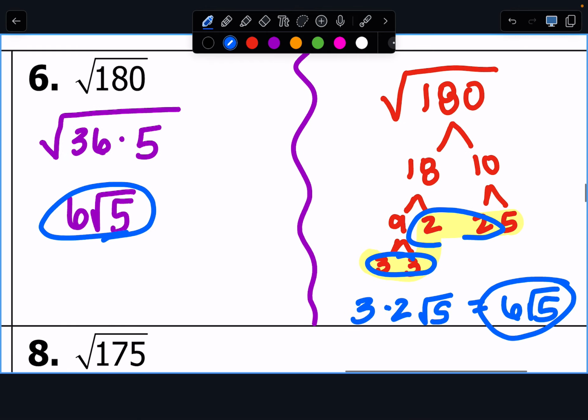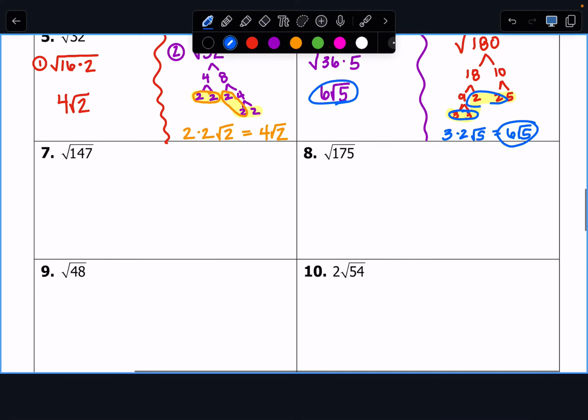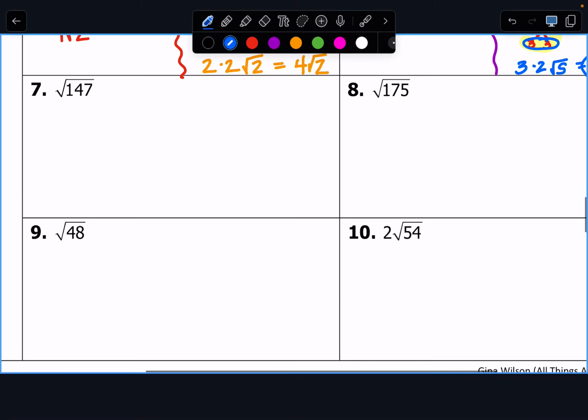Okay? Raise your hand if you really feel like way number 1 is better for you. Raise your hand if way number 2 is better for you. Okay, so how about you try numbers 7 and 8 and see if you can get an answer for me. You pick the way you want.